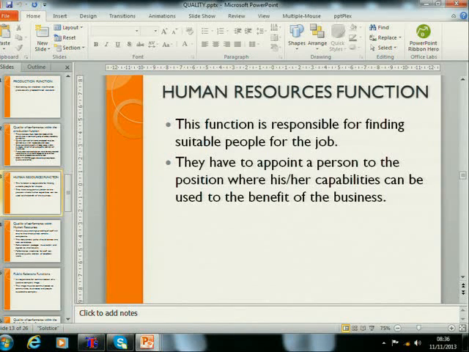Explain the function, then talk about the quality of the function, quality of performance within the function. This function is responsible for finding suitable people for the job. They have to place suitable, capable people who have the required skill to perform. They have to appoint a person to the position where his capabilities can be used to the benefit of the business.